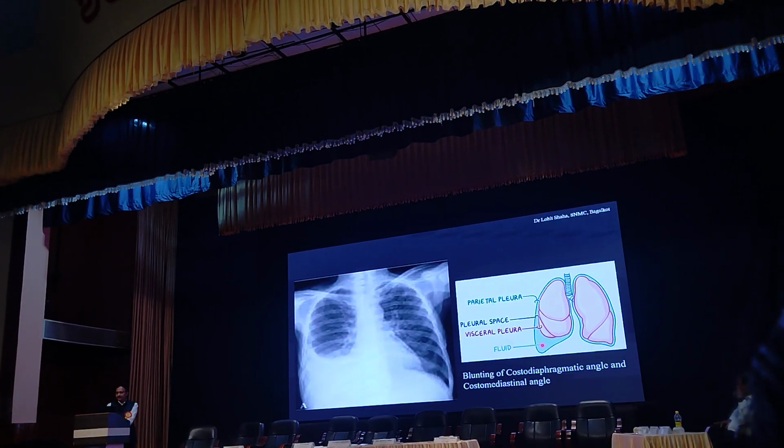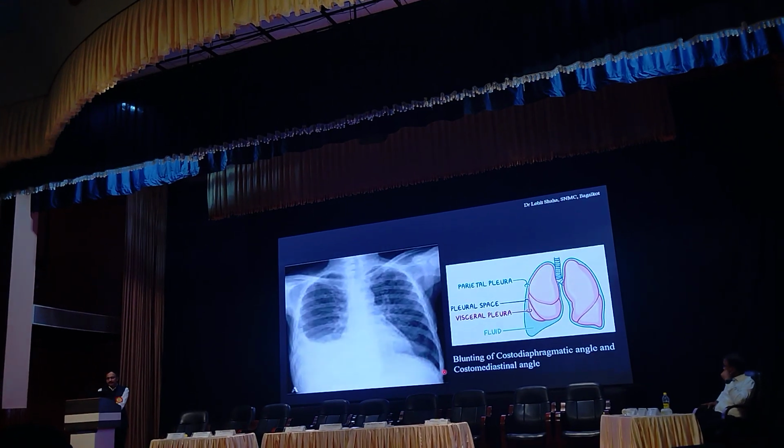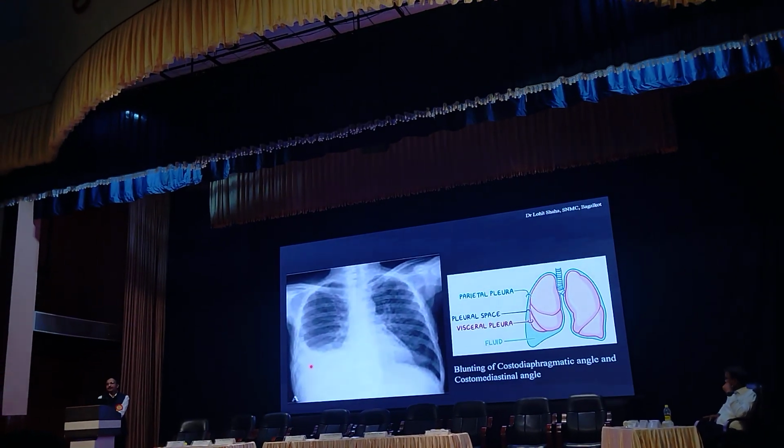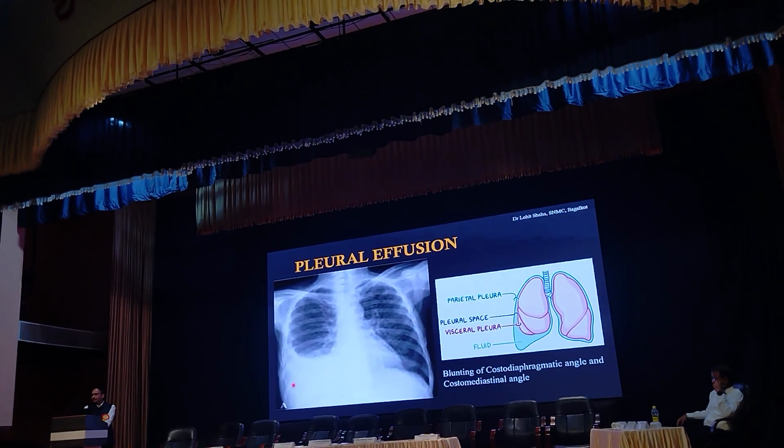Blunting of the costodiaphragmatic angle. Here, comparing both lungs, we can see the costodiaphragmatic angle clearly, but here it is blunted. That is what we can call pleural effusion.